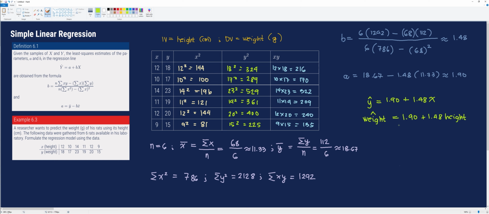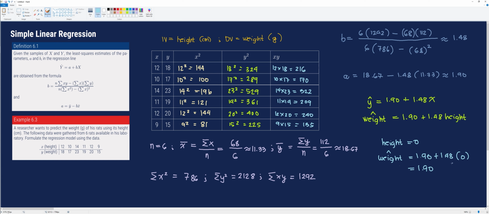Based on the given equation, if the height is equal to 0, our weight on average will be 1.90. So we replace the value of height with 0, and this is about 1.90.